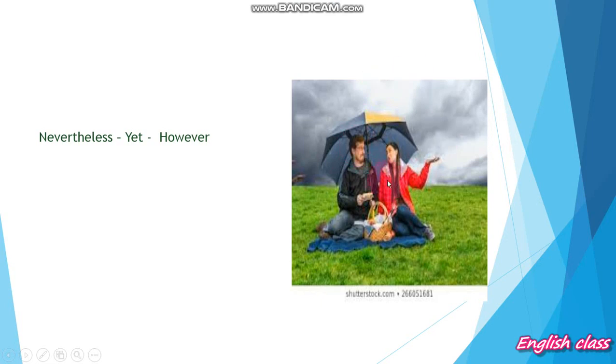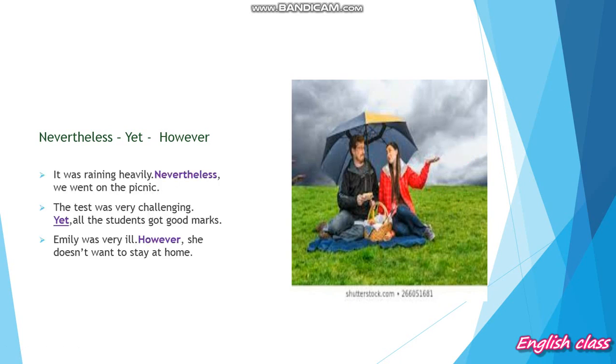So can you observe this picture with me? I have two people and they are having a picnic, and here we have a cloudy sky and they have an umbrella, and it means that there is rain. So normally when there is rain we don't go on a picnic, but here it was raining heavily. Nevertheless, we went on a picnic. It was raining heavily. Nevertheless, or but, we went on a picnic.